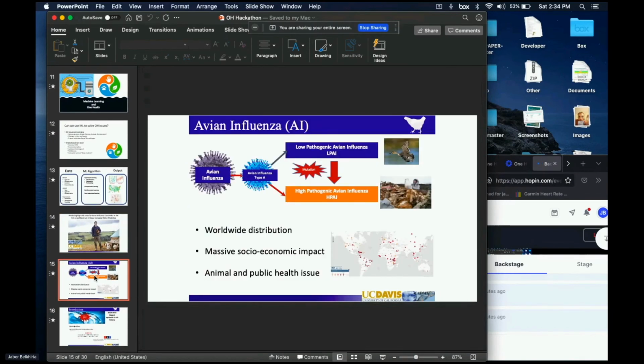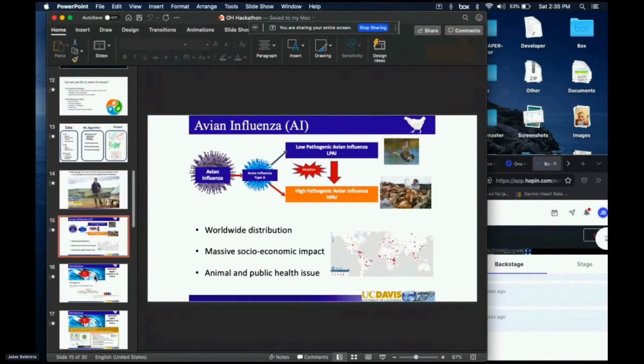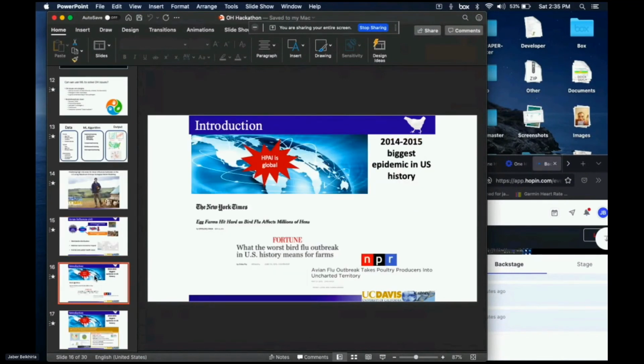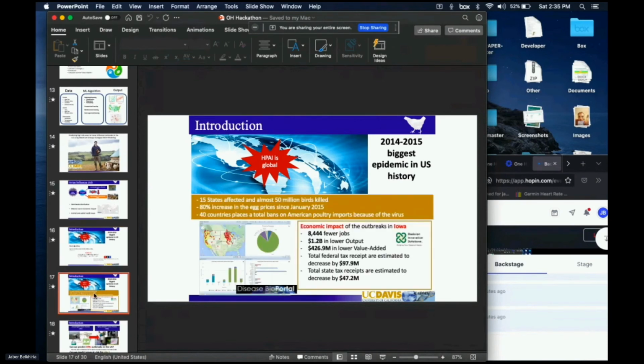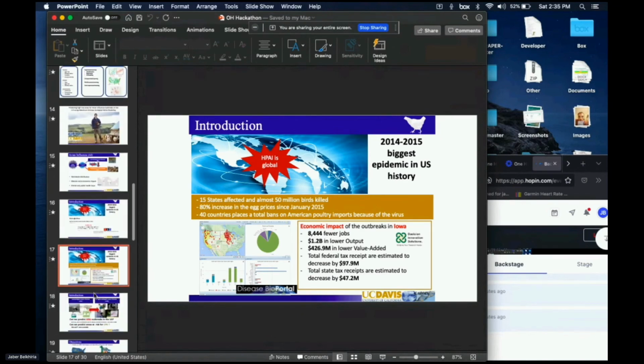So really, avian influenza could be categorized as a low-path avian influenza virus, which is almost undetectable and goes in wild birds, but also high-path avian influenza, which has worldwide distribution, massive socioeconomic impact, and animal and public health implications. So in 2014, 2015, we had the biggest epidemic in the US history, and it was all over the news. And number-wise, it was a lot of jobs lost, millions of dollars, and decrease in production of eggs and so on. So it was terrible for the country.